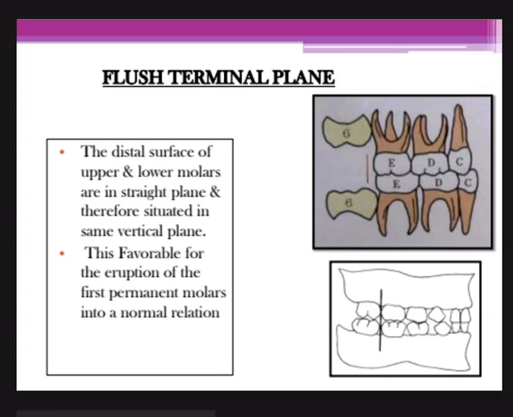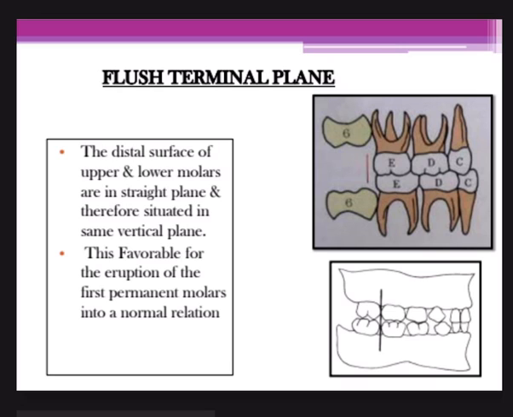So coming to flush terminal plane, what is flush terminal plane? Okay, so the distal surfaces of the upper and lower molars are in a straight plane, and therefore situated in the same vertical plane. So when you look at this diagram, this second picture, you are seeing a straight line, right? So you are seeing the distal surface of the mandibular second primary molar and the distal surface of the maxillary second primary molar in a straight line. This is called flush terminal plane relationship.